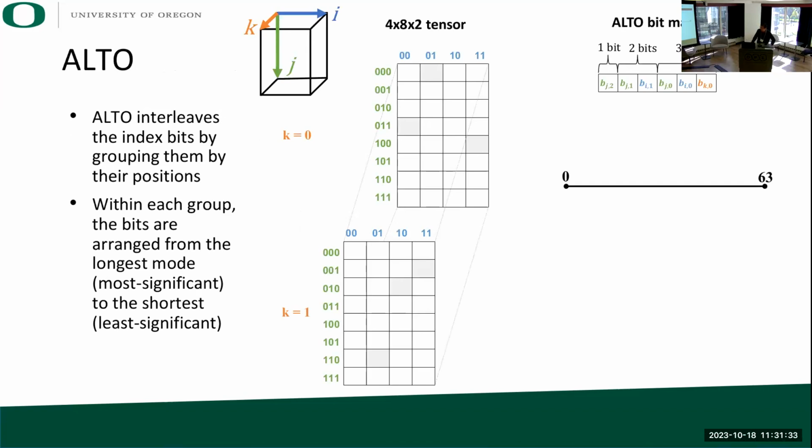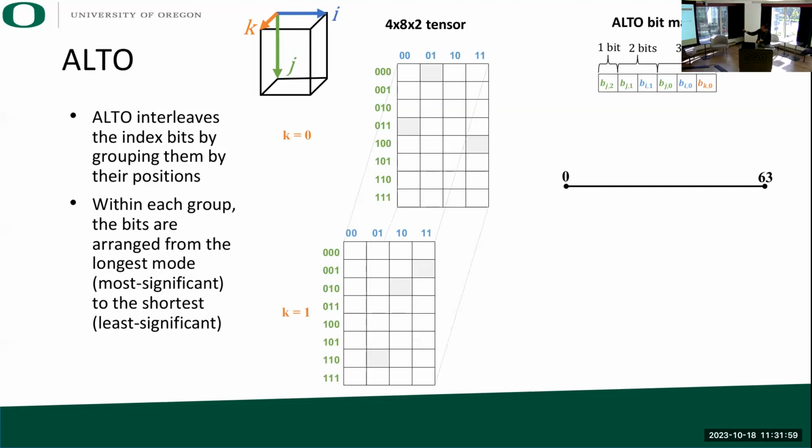Anyway, so let's look at an example of how ALTO is generated. We basically take the index values and take the bits and interleave them, grouping them by the same position. Here we have the bit mask on the top right. So they're grouped by 1 bit, 2 bits, and 3 bits, which is hidden by the mesh here. But the group of 3 bits is basically the 0 bits from each of the indices. So K0, I0, and J0.